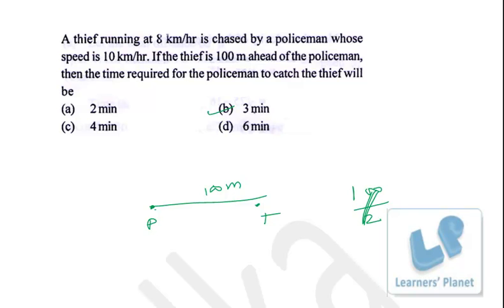And if you are finding it difficult, what you can do is, his gaining speed is 2 km per hour, or I can say 2000 meter per hour, right? So he has to gain 100, so 100 over 2000, and into 60 to convert hour into minutes. So it's 3 minutes. Okay.